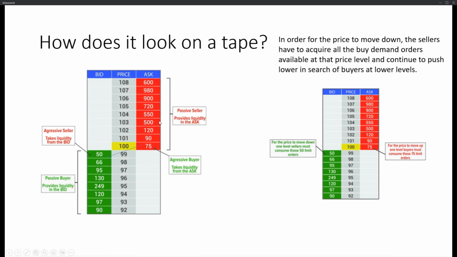And the same is true for price to go down. If I wanted to go to 99, then these sellers have to absorb all these buy orders here to push it down to the next level. And then you would see where's the heavy selling. So if you look at this, the 107 level would be really heavy. There's a lot of people willing to sell there just sitting on their orders.